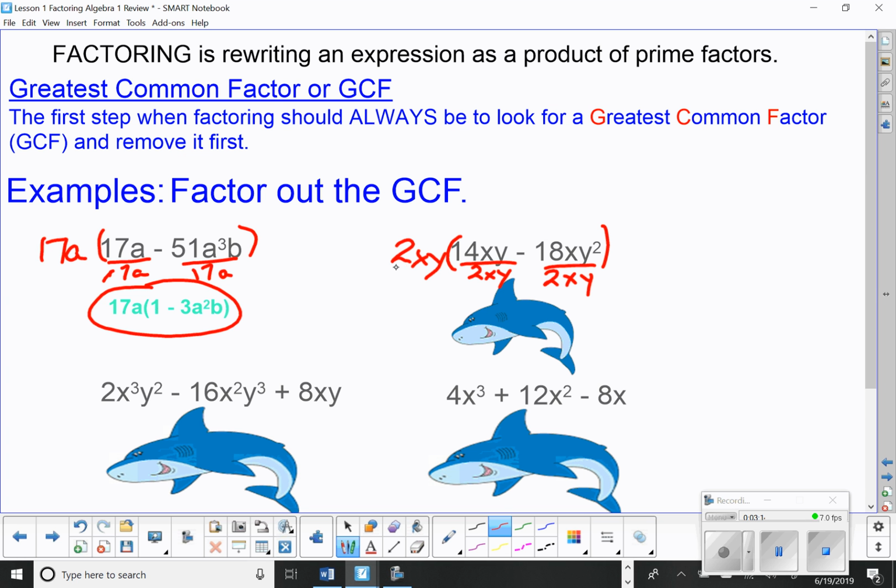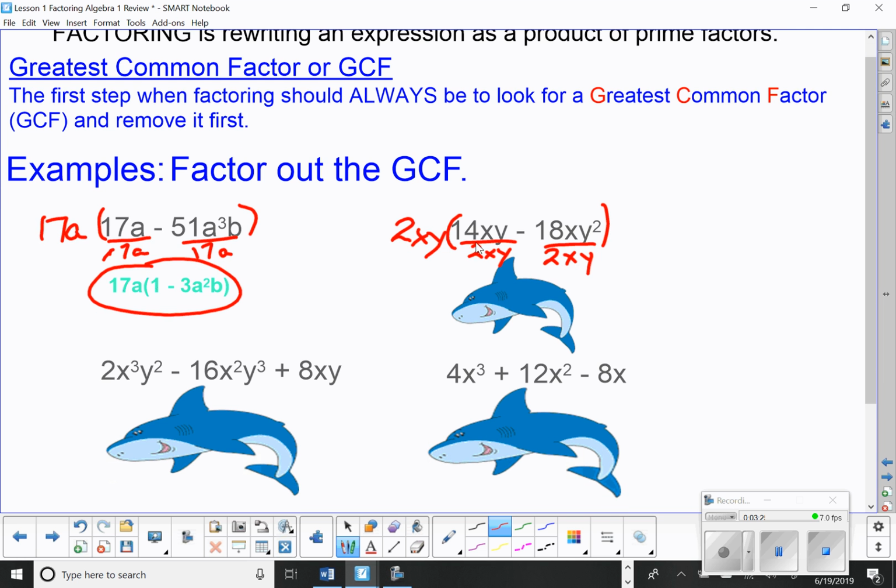Whatever the common factor is that I take out front, what is left inside the parentheses is whatever is divided by that common factor. So 14 divided by 2 is 7, and the x and the y cancel. So I should have 7. Over here I'm going to have 9y. Notice there's my 2xy, 7 minus 9y.